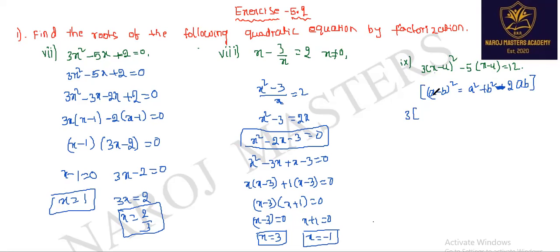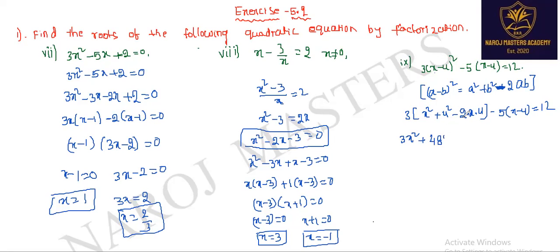3 into a means x square minus x square plus 4 square minus 2 into x into 4, minus 5 into x minus 4 is equal to 12. Now 3x square minus this is 4 square, means 16. 16 threes are how much? 48. So this is 48.